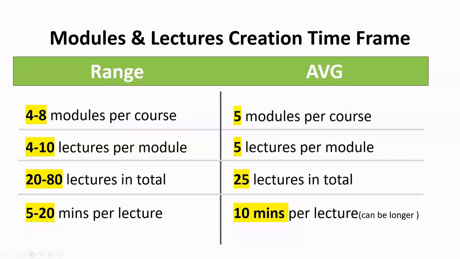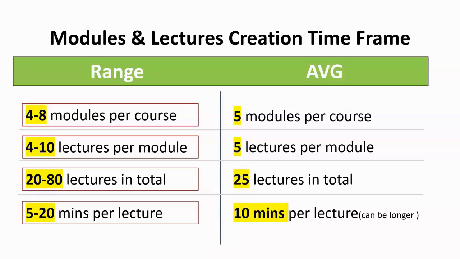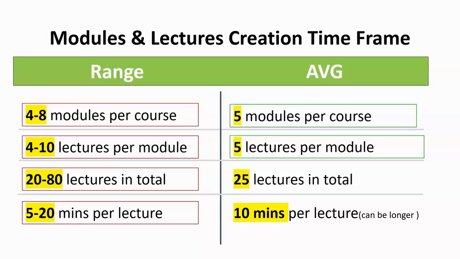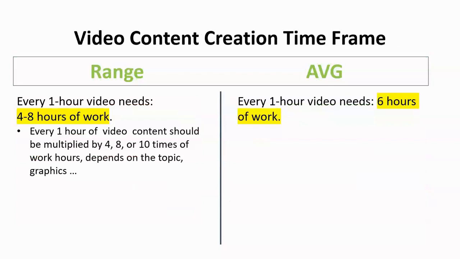Below is the ranges and the averages of modules and lectures creation. 4 to 8 modules per course, 4 to 10 lectures per module, 20 to 80 lectures in total, 5 to 20 minutes lectures. 5 modules per course, 5 lectures per module, 25 lectures in total, 10 minutes lectures. Those are the ranges and the averages of video content creation.